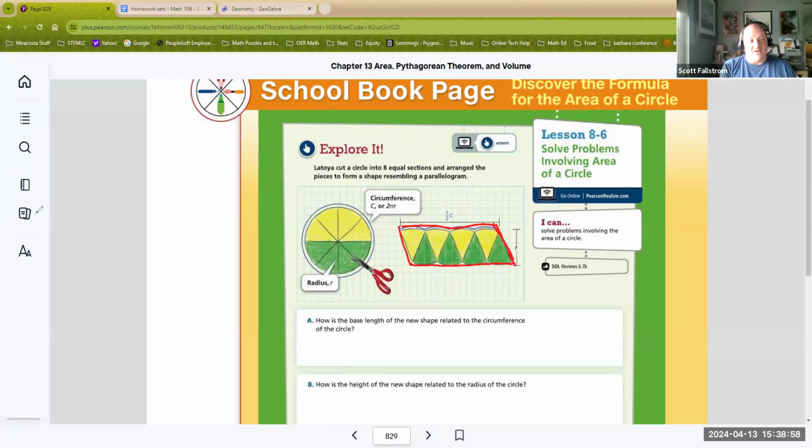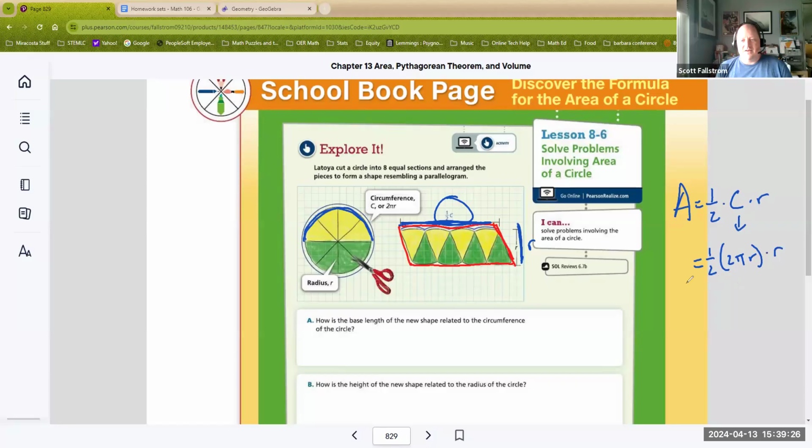Well, a parallelogram is base times height. So your height is a radius. Your base length up here is half of the circumference, because that's this piece right here that we have. So the area of a circle is half of the circumference multiplied by radius. Now notice the circumference, of course, is 2 pi r. And so this, once again, is kind of a cool way to show, hey, the 2's go away. R times R becomes R squared. So the area of a circle is pi times R squared.